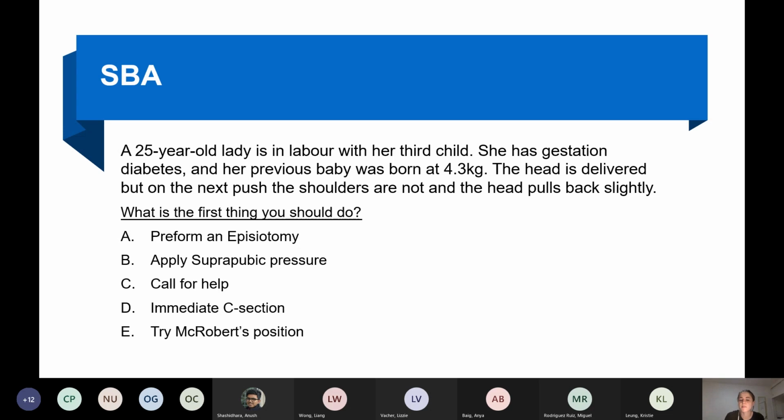So there's a 25-year-old lady in labour with her third child. She has gestational diabetes, and her previous baby was born at 4.3 kilograms. Sorry, the head is delivered, but on the next push the shoulders are not, and the head pulls back slightly. What is the first thing you should do? So if you can, please vote. If you can't, let us know. Yeah, if you can't, please tell me, because I've done something wrong.